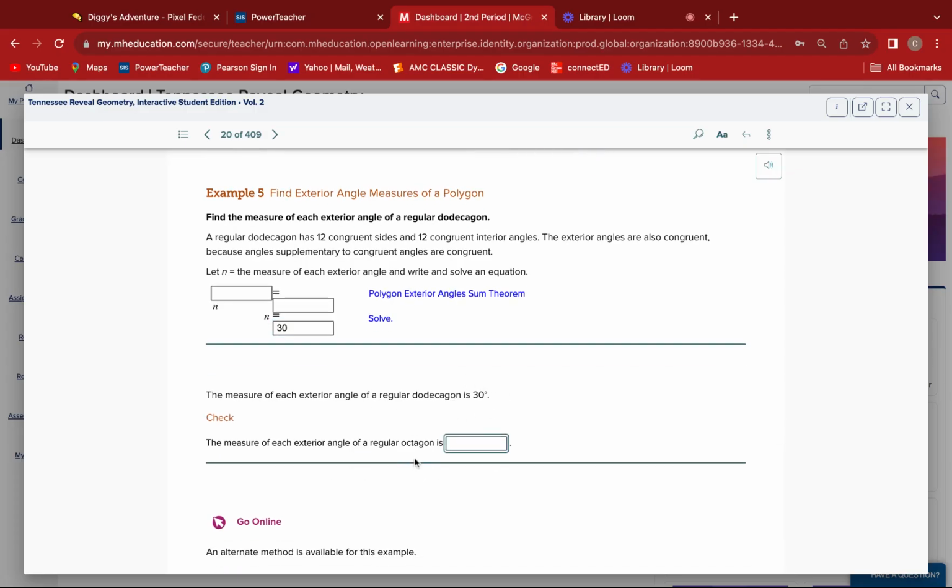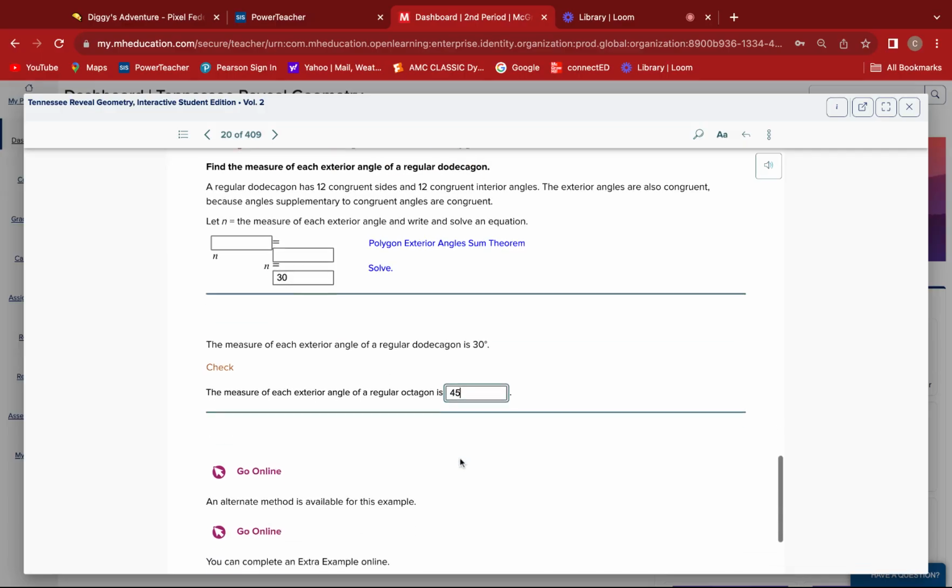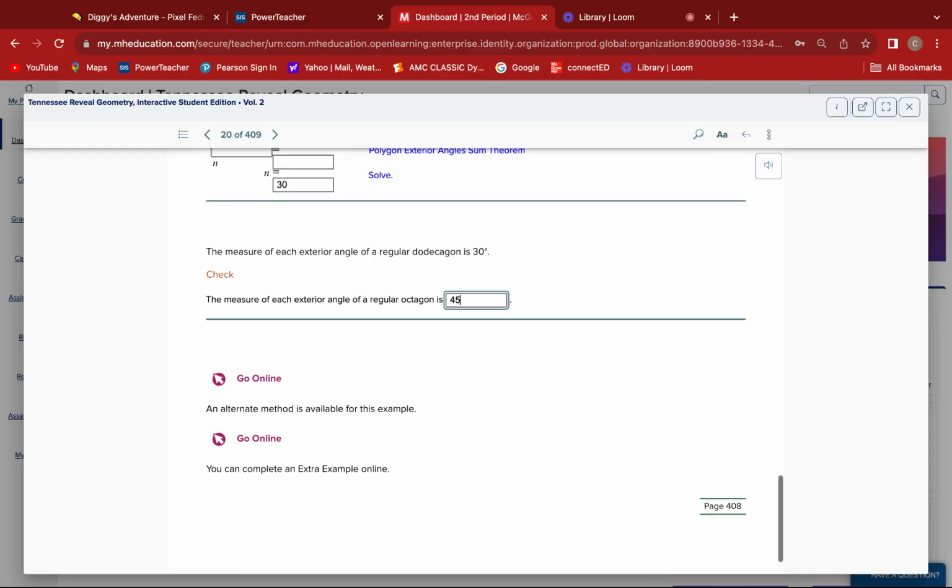All right, so an octagon, you're going to take 360 and divide by 8. Again, because you're looking for the exterior angle, and it is regular, which means they're all equal. So 360 divided by 8 is 45. So there we go. Looks like I am done.